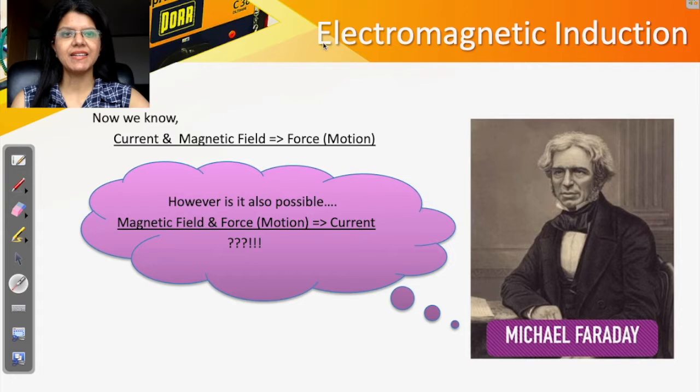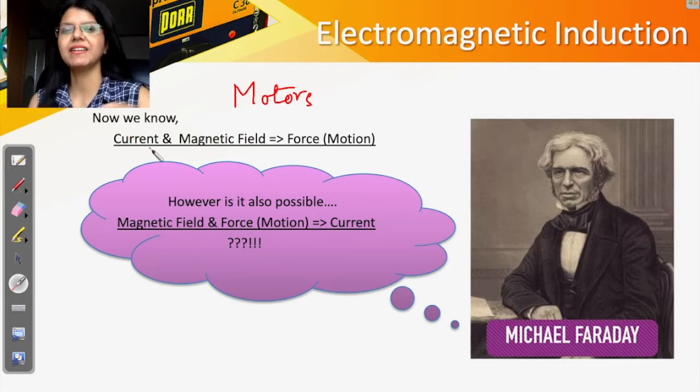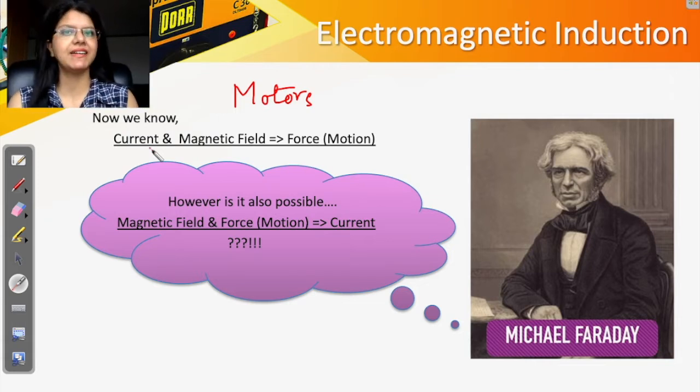So what is electromagnetic induction? What are we going to study in this chapter? Let's start with understanding what we have learned previously. In the previous chapter on motors, we have learned that whenever there is a current carrying conductor in a magnetic field, the current carrying conductor experiences a force. Force is same as motion. Whenever there is a current carrying conductor in a magnetic field, it experiences force or motion.